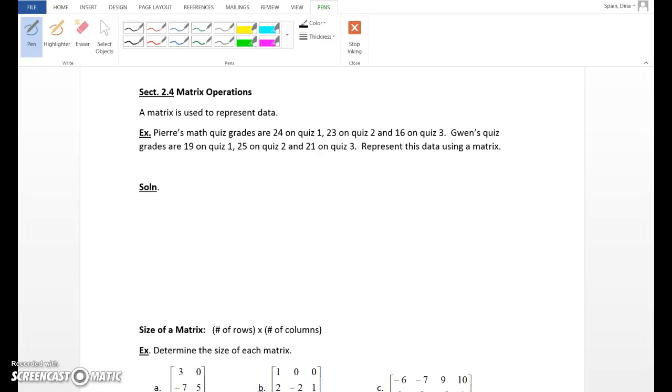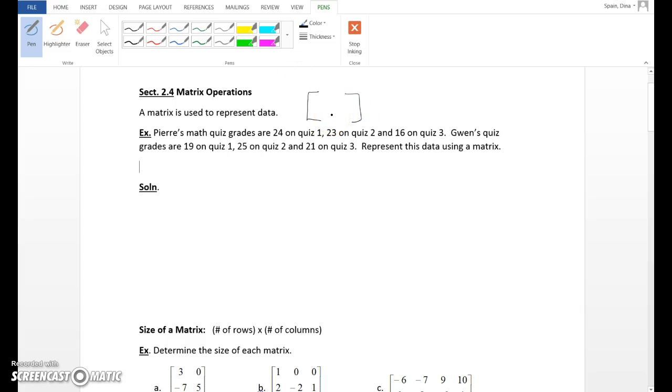Okay, here are the notes for section 2.4 on matrix operations. All a matrix is, is it's just used to represent data. It's like an array of numbers, but it will have these square brackets around it, with numbers on the inside. So that's a matrix.